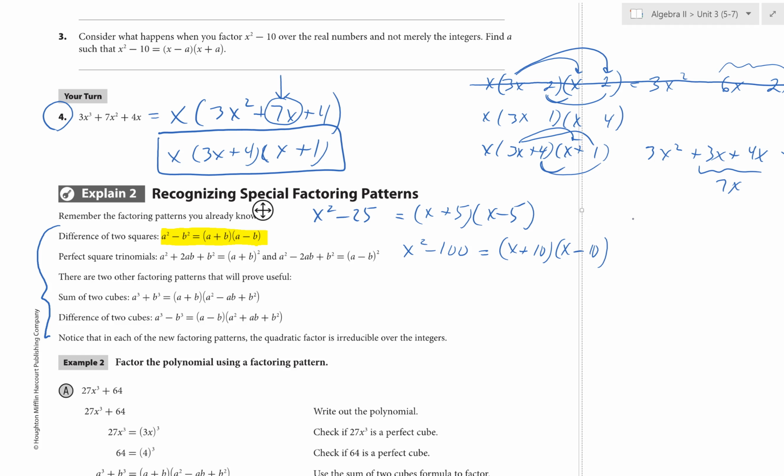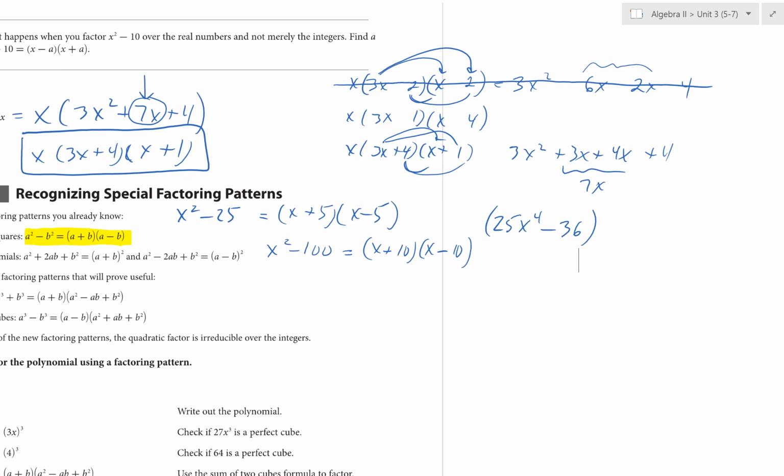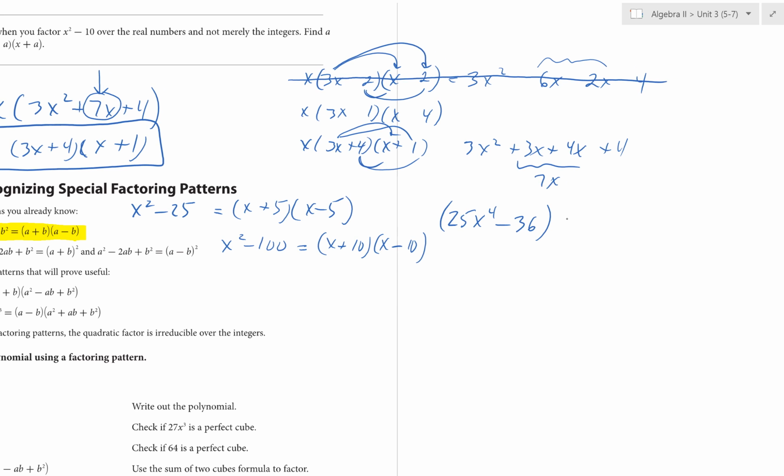A harder one would look like this. If I had something like 25x to the 4th minus 36. That is also a difference of squares. What am I squaring in the first term? What do I have to square to get 25x to the 4th? 5x squared. So it would be 5x squared times 5x squared would give me 25x to the 4th. And then 36 is 6 times 6. Make one of them positive and one of them negative. Okay? So those are all difference of squares.